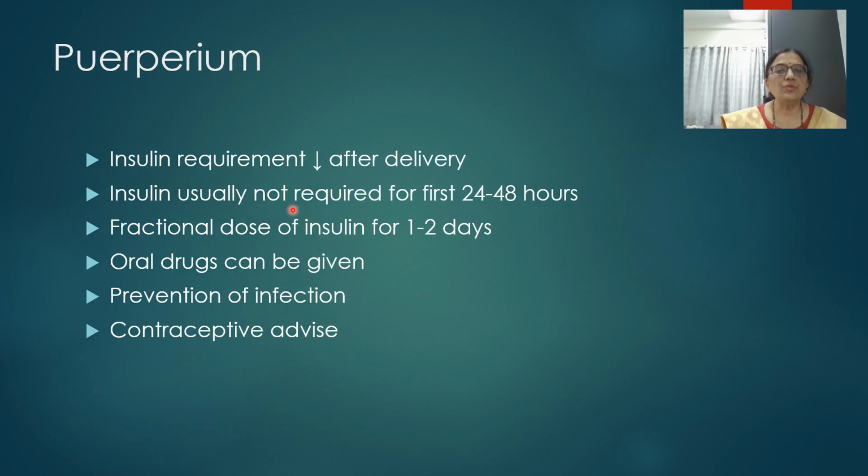In puerperium, once baby delivers and placenta comes out, insulin requirement drastically reduces after delivery. Insulin is usually not required for first 24 to 48 hours. We can do the intermittent testing, and fractional dose of insulin can be given as per the blood sugar level for 1 to 2 days to avoid sudden hypoglycemia. Oral drugs can also be started in the puerperal period. One has to be cautious to prevent infections, as wound infections are more with uncontrolled diabetes, and proper contraceptive advice needs to be given.